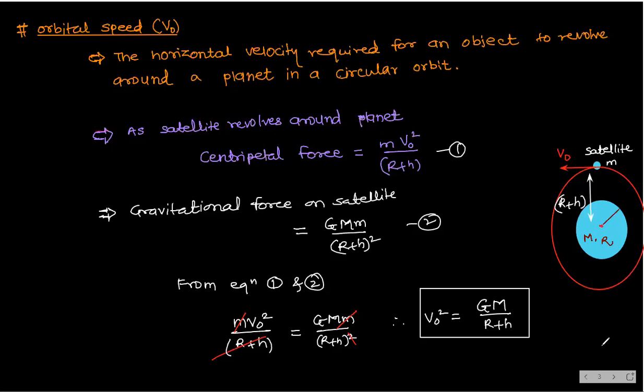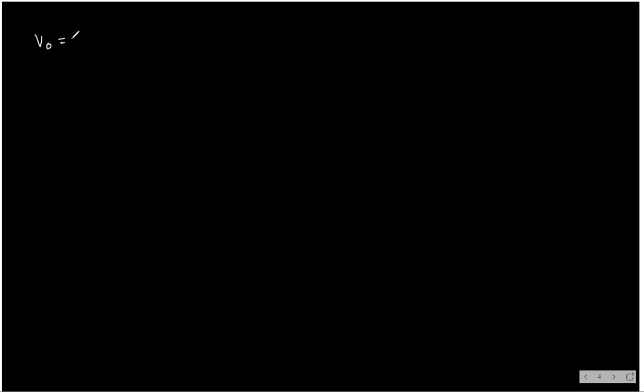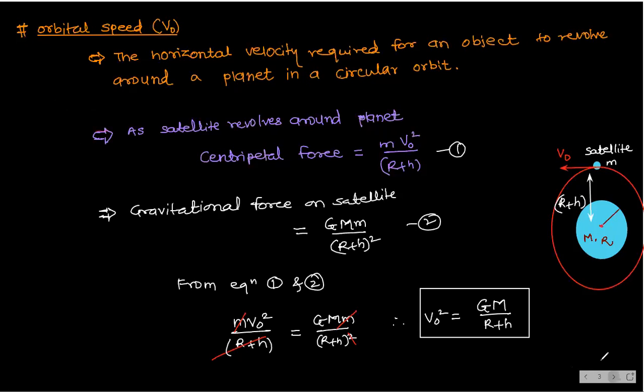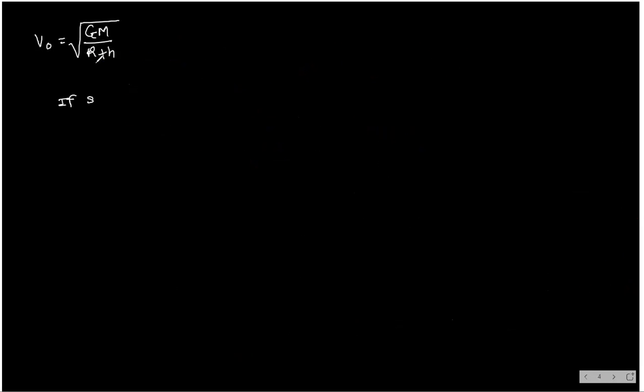Okay. Now see. What we got? V naught is equal to G M by R plus H. Sir, can you go to the previous page? Okay, sir. Here V naught is equal to under root G M by R plus H.